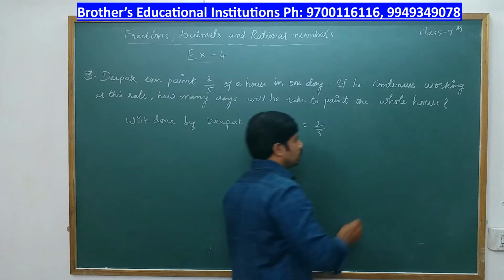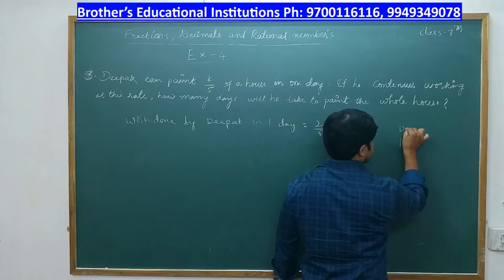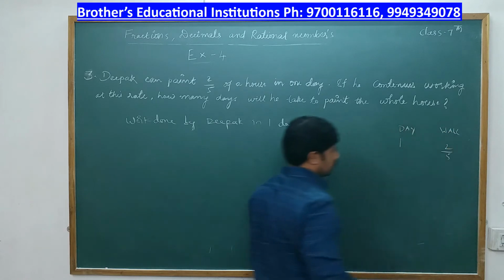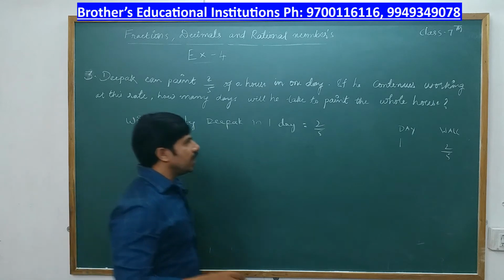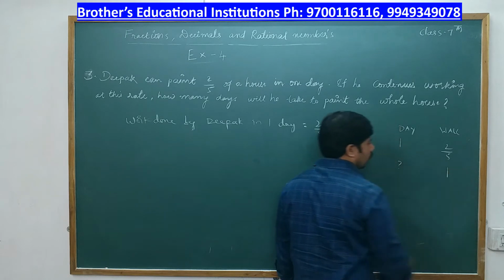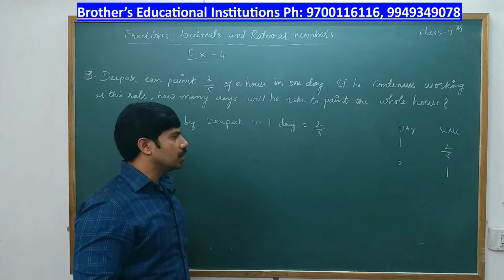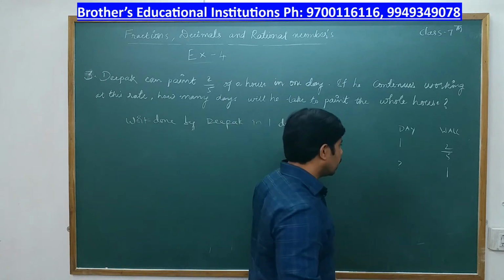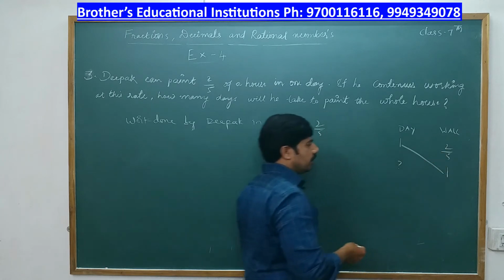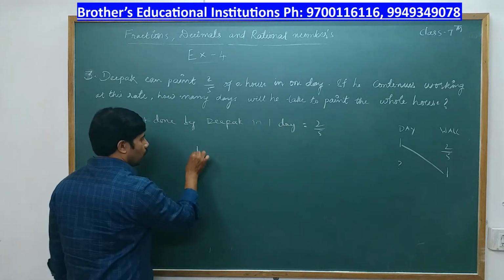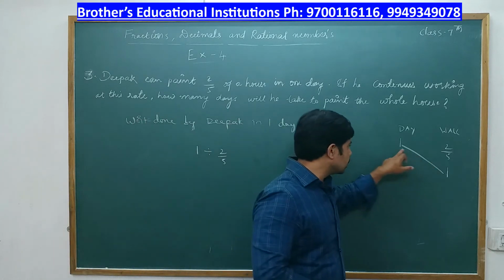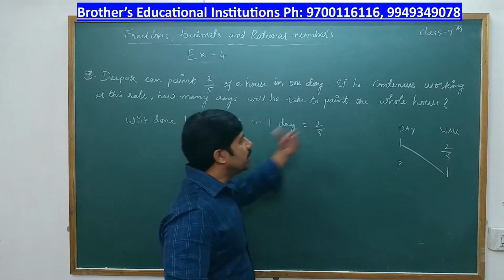See, it's very simple. For one day, what part of the wall did he paint? 2 by 5th. Okay, so now how many days will he take to paint the whole wall? Whole wall means only one wall. So you have to find out for one wall. So for that what you do is you have to take 1, and this is divided by 2 by 5. So that is 1 divided by 2 by 5.